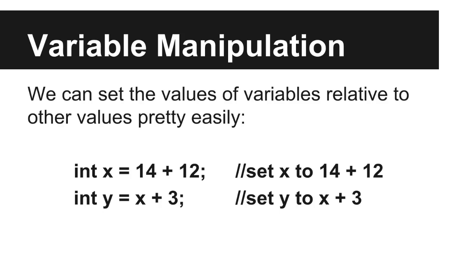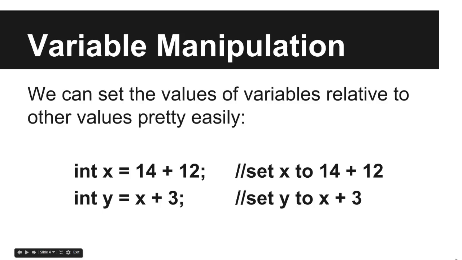So right now, what we've done so far, we can set the values of our variables relative to other values pretty easily, right? We can take some integer and set it equal to the result of some expression. We could take a different integer and set it equal to the result of another expression, perhaps involving our first integer. We can do these things pretty easily. In fact, we've been doing this all semester.